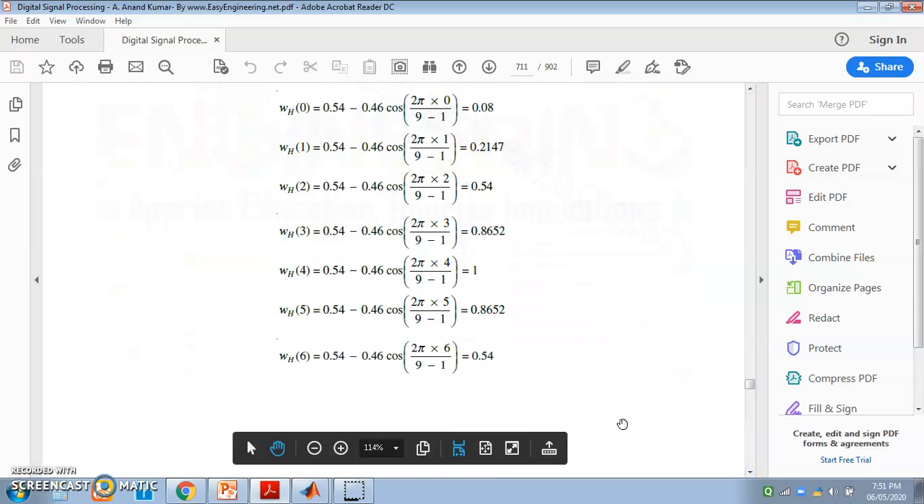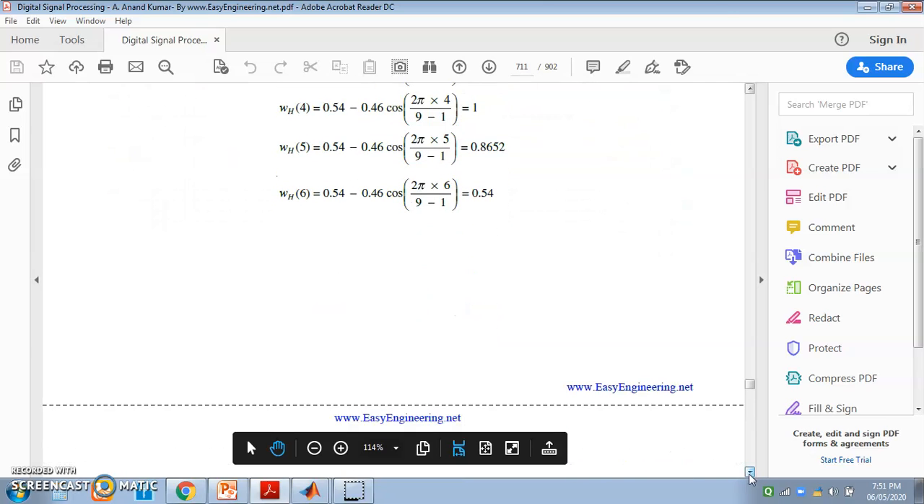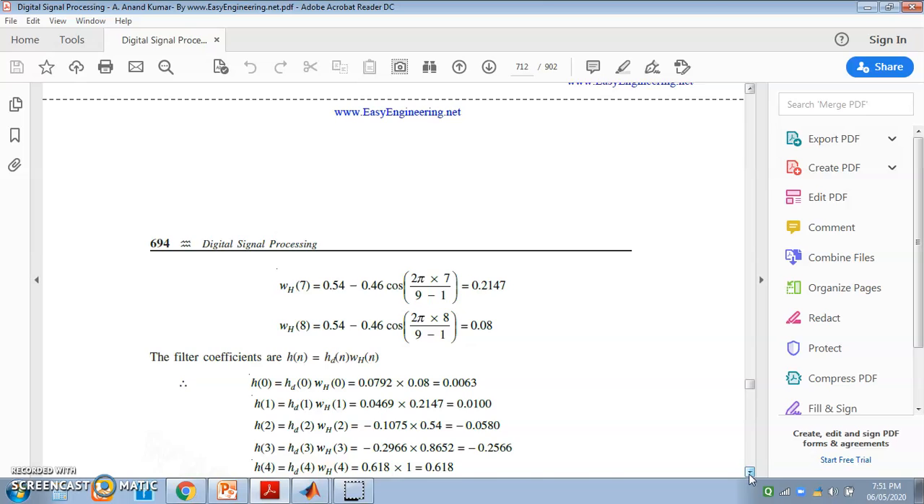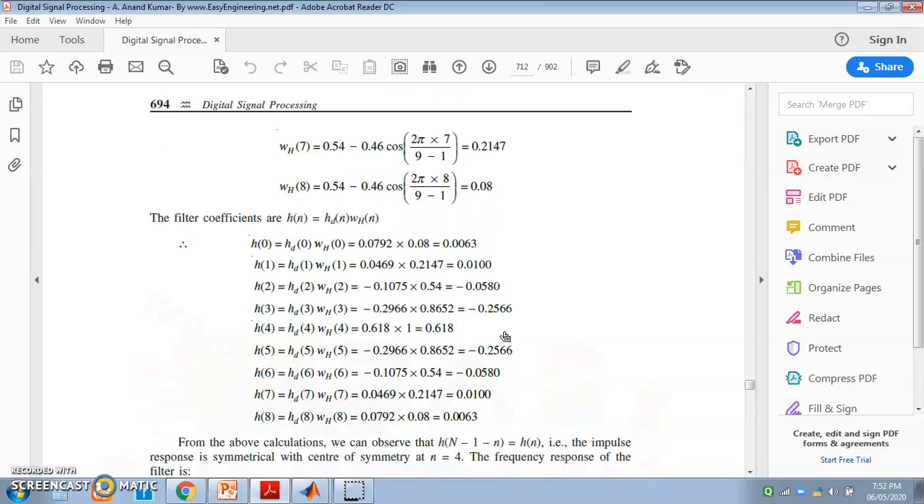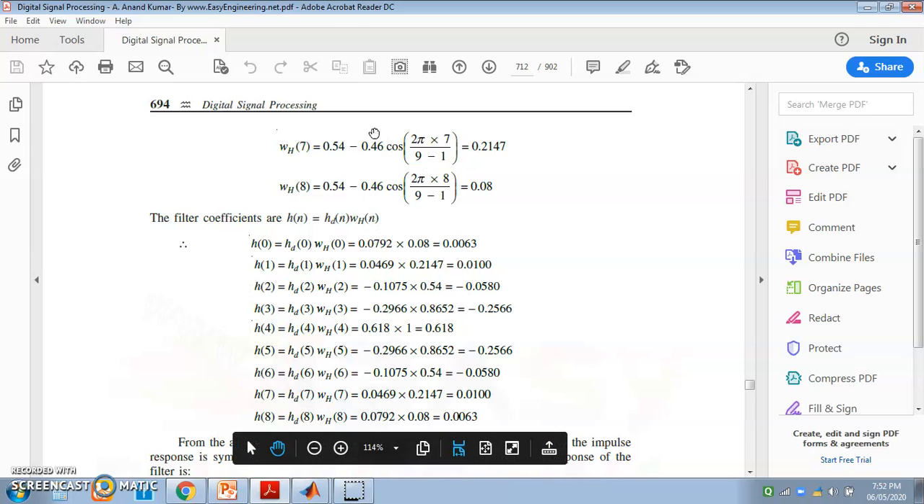So we have the values of WH of n, and we have the values of HD of n. We can multiply those values to get the filter coefficients, that is h of n equal to HD of n into WH of n. This gives me the causal filter's impulse response, that is h of n.